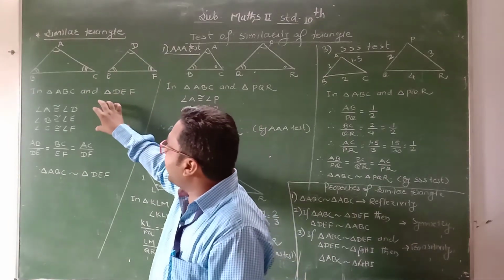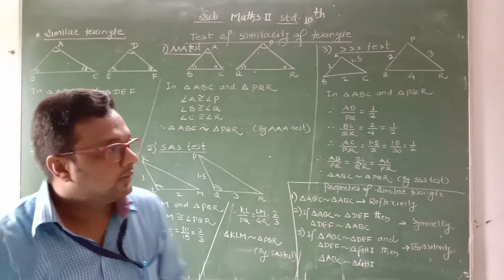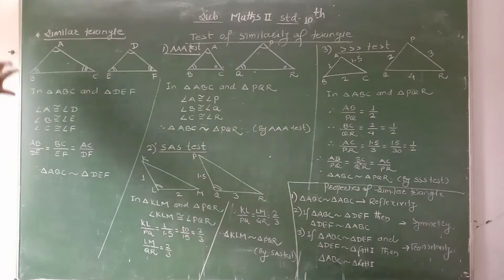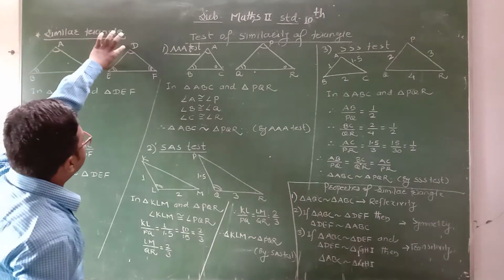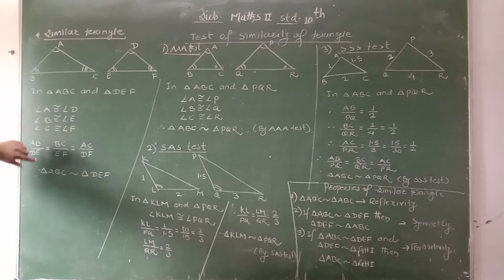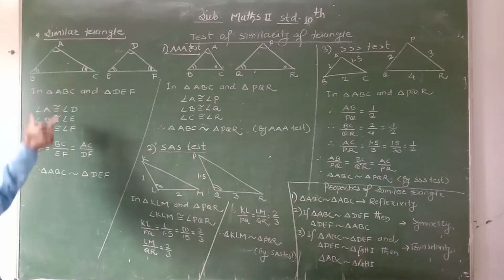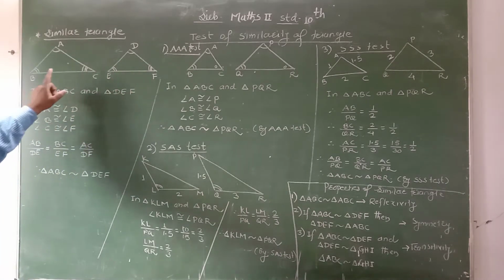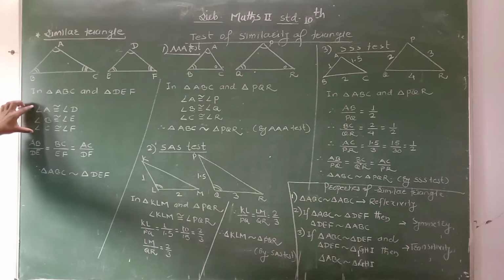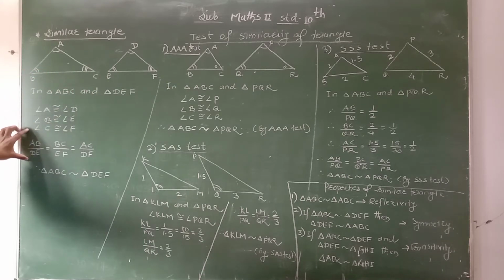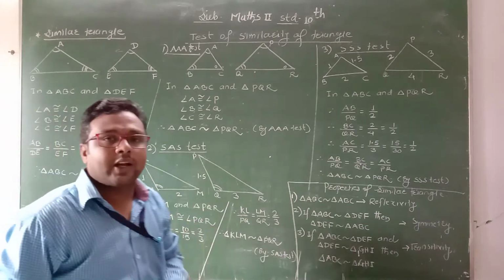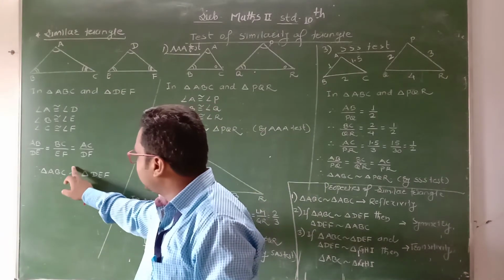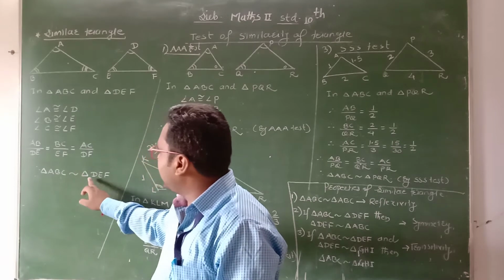Okay, three corresponding angles are equal, and see AB upon DE, the ratio of corresponding sides. AB corresponds with which side? DE side. Their ratio is AB upon DE is equal to BC upon EF is equal to AC upon DF. Okay. If two triangles have their corresponding angles congruent and their corresponding sides in proportion, then these two triangles are similar triangles. Therefore, triangle ABC, this is the symbol for similarity of triangles, is similar to triangle DEF.